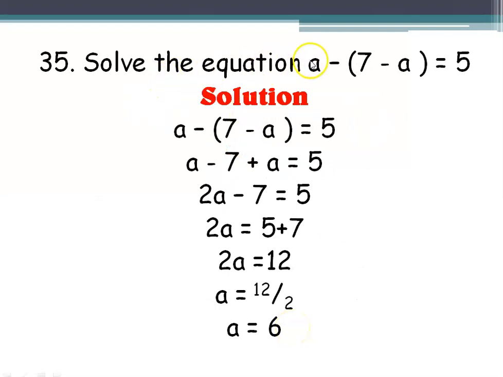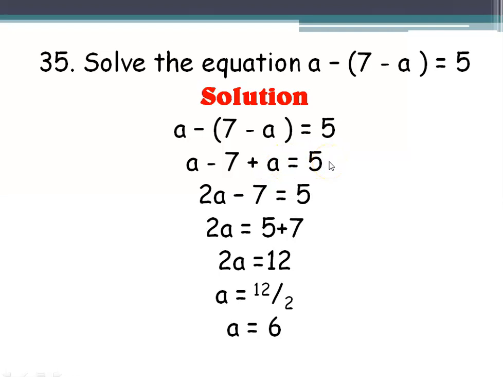Solve the equation a minus bracket open 7 minus a bracket close is equal to 5. Now when you have something like this, you have a sign in front of a bracket. You are not multiplying, you're just going to use the sign to open the bracket. So this would be a minus 7, because this is another negative. Minus times minus will give me plus. So this would be a minus 7 plus a is equal to 5.